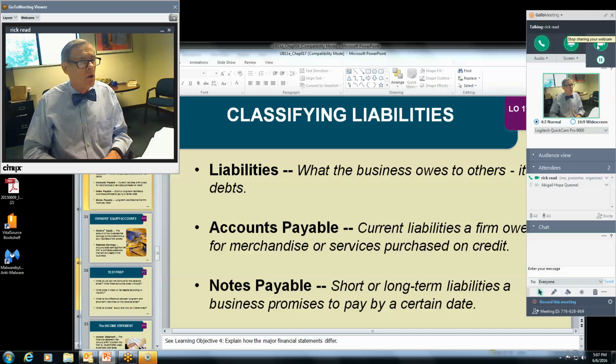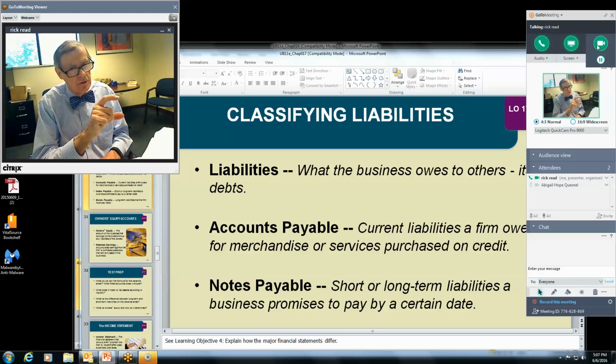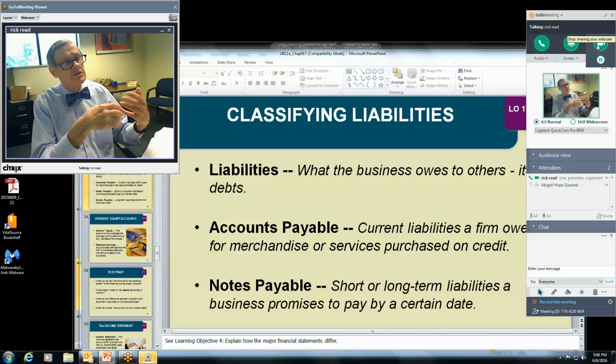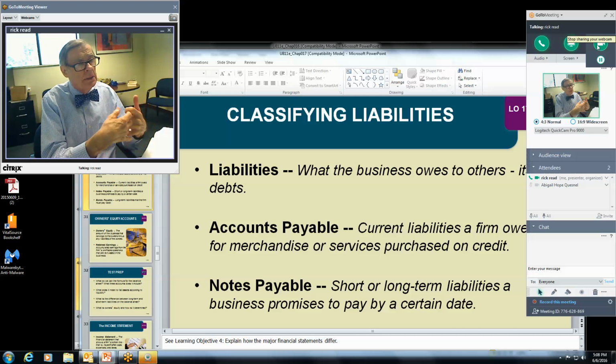Liability is simple. How much do I owe? It doesn't make any difference what it is, it's how much I owe. Accounts payable and notes payable are slightly different. Accounts payable is a liability for something that I bought, merchandise or service, that I haven't paid for yet. Now, when it says here on credit, don't think of this as getting long-term credit like when I buy an automobile, although that may be the case. Think of this rather as something that I have purchased and I have received an invoice and I have yet to pay the invoice.